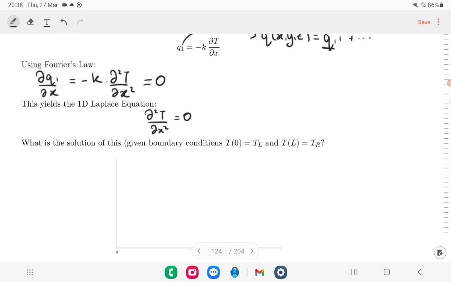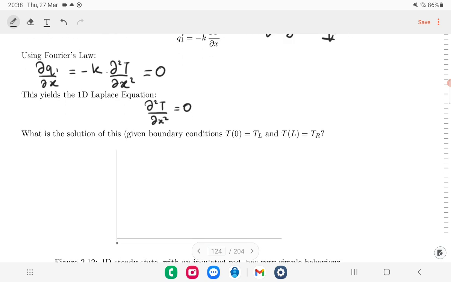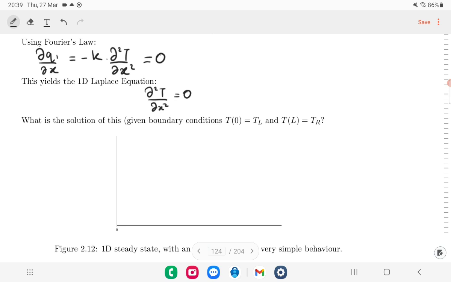The solution to this is very, very easy, because what has a second derivative of 0? A straight line. Remember, the second derivative tells you how the slope changes, and if the second derivative is 0, it's saying the slope doesn't change at all. And what's the curve where the slope doesn't change at all? That's a straight line. Now we do know that at 0, the temperature, say, is TL.